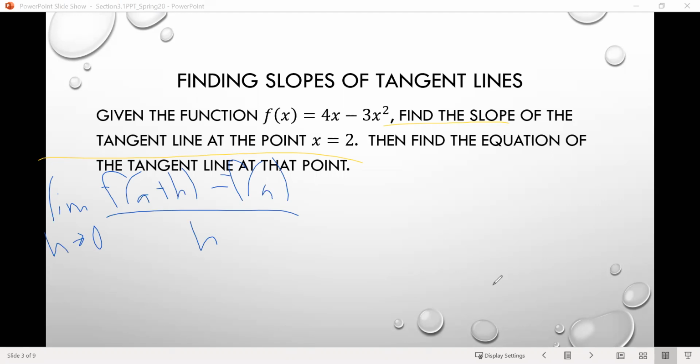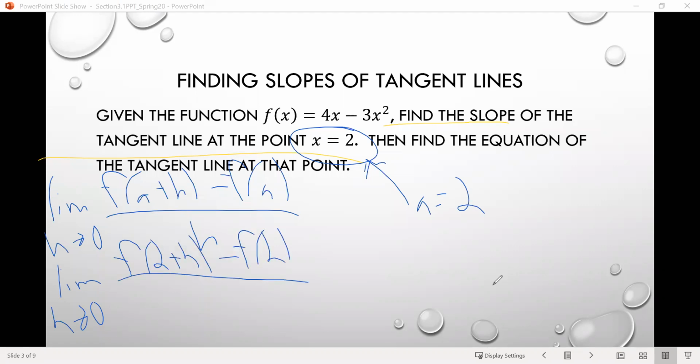And in this case, our value for a would be the value we're finding the slope of the tangent line at, so that'd be 2. So what we're really finding here is the limit as h approaches 0 of f of 2 plus h minus f of 2 all over h. And hopefully you notice at this point, there's not a whole lot we can do with that limit right now because we still have an h in the denominator. And so we can't plug in h equals 0 because that'll cause us to divide by 0.